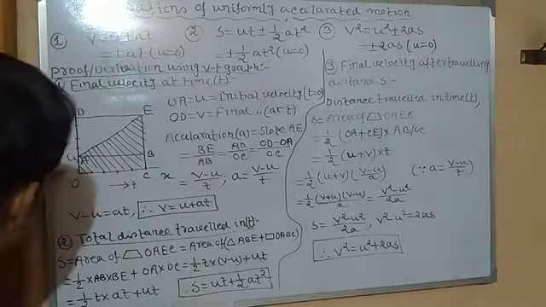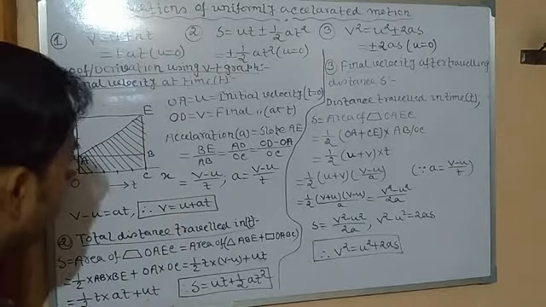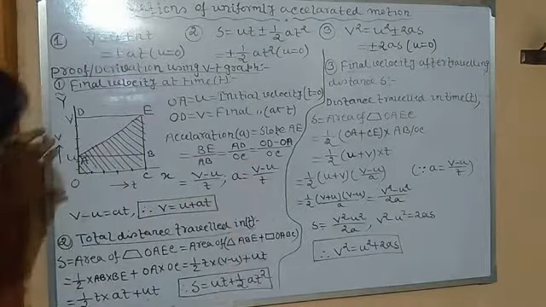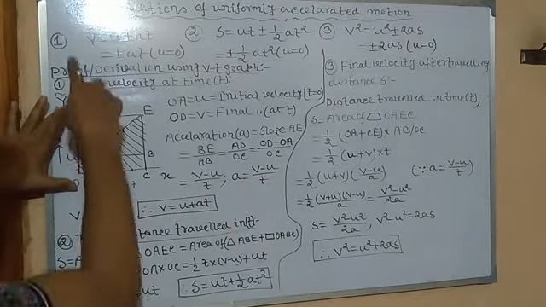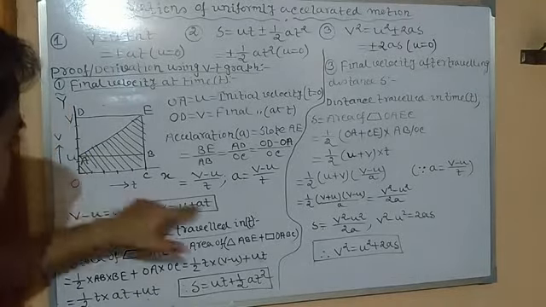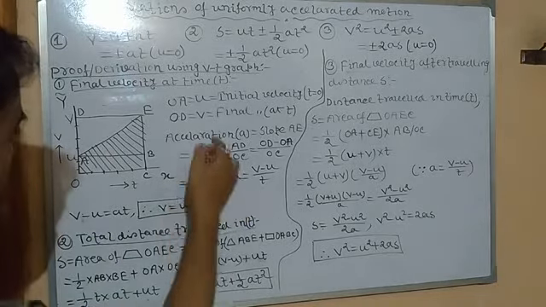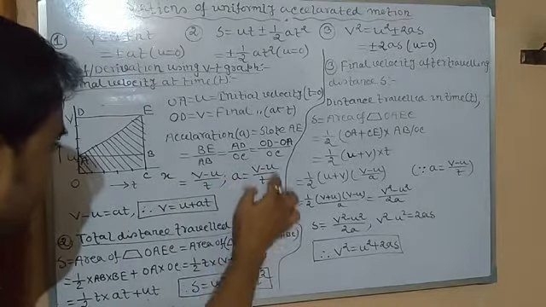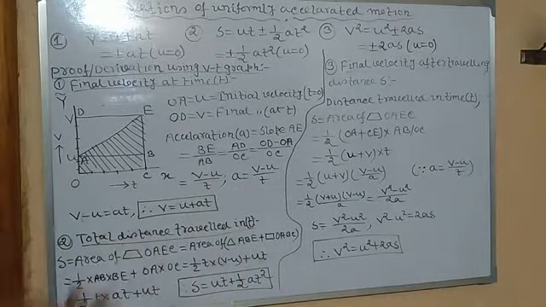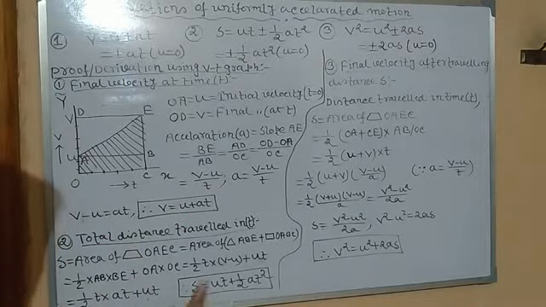AD means this minus this. OD minus OA equals AD. So put the values. What is OD? This is the final velocity, counting from here, so OD is equal to v, minus OA, which is u. OC is equal to time t. So acceleration a equals v minus u by t. Obviously v minus u equals at, so v is equal to u plus at. Graphically proved. Clear? Okay.